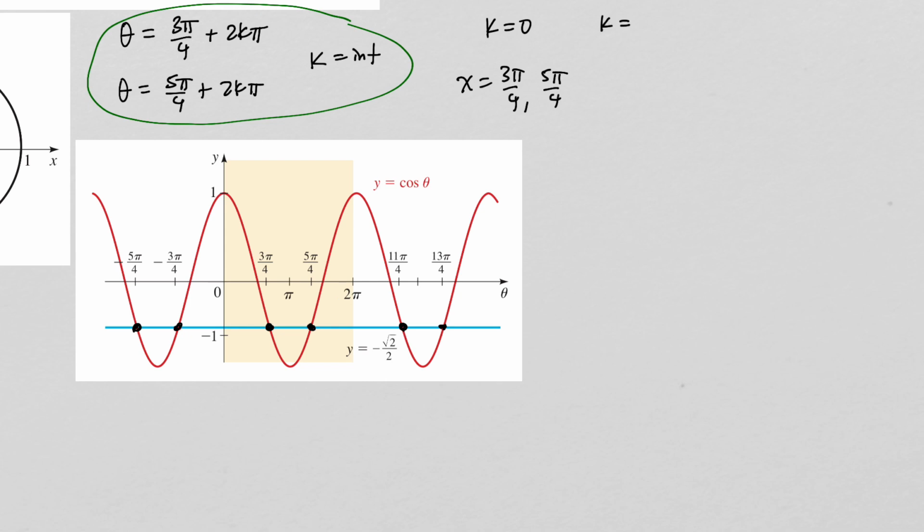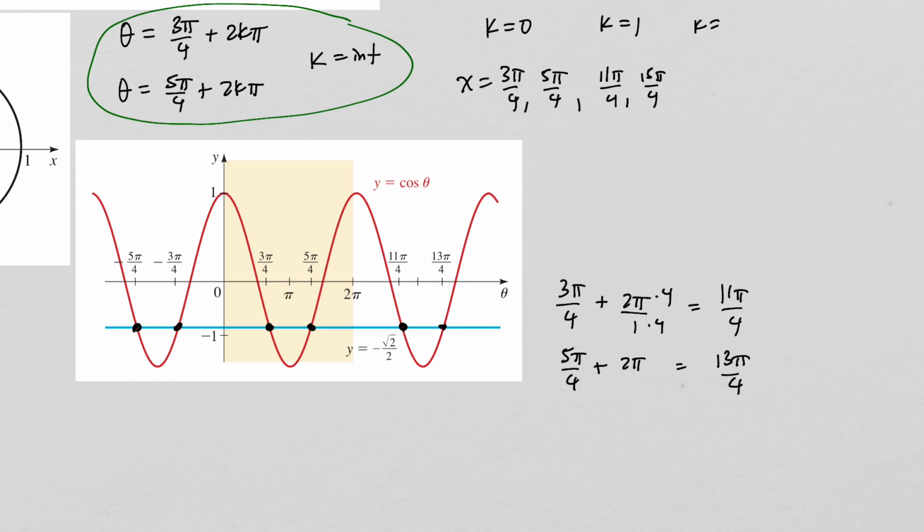If we let k equal 1, which we're certainly allowed to do, this first solution is going to be 3 pi over 4 plus 2 pi, and the second solution will be 5 pi over 4 plus 2 pi. Now, if you get a common denominator here, you're going to end up with 11 pi over 4 for this one and 13 pi over 4 for this one. So that gives us 2 more solutions.